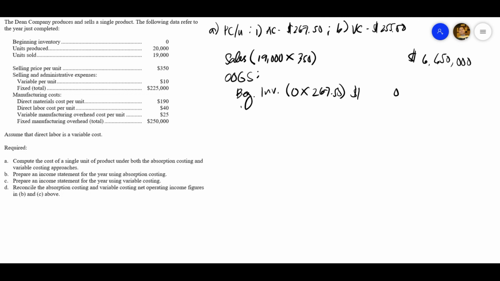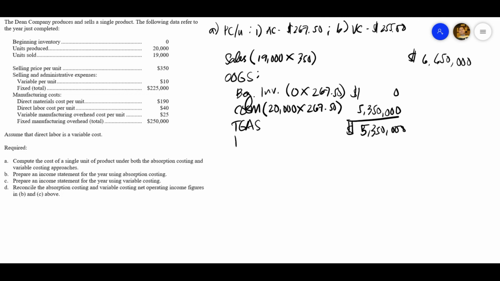Okay, and then for your cost of goods manufactured, it's your cost of goods completed or cost of completed goods. It's the units produced of 20,000 multiplied by your product cost per unit of $267.50. So it shall give us a value of $5,350,000. And then when we add the two, it will give us a total cost of goods available for sale, same with the amount of COGM of $5,350,000.